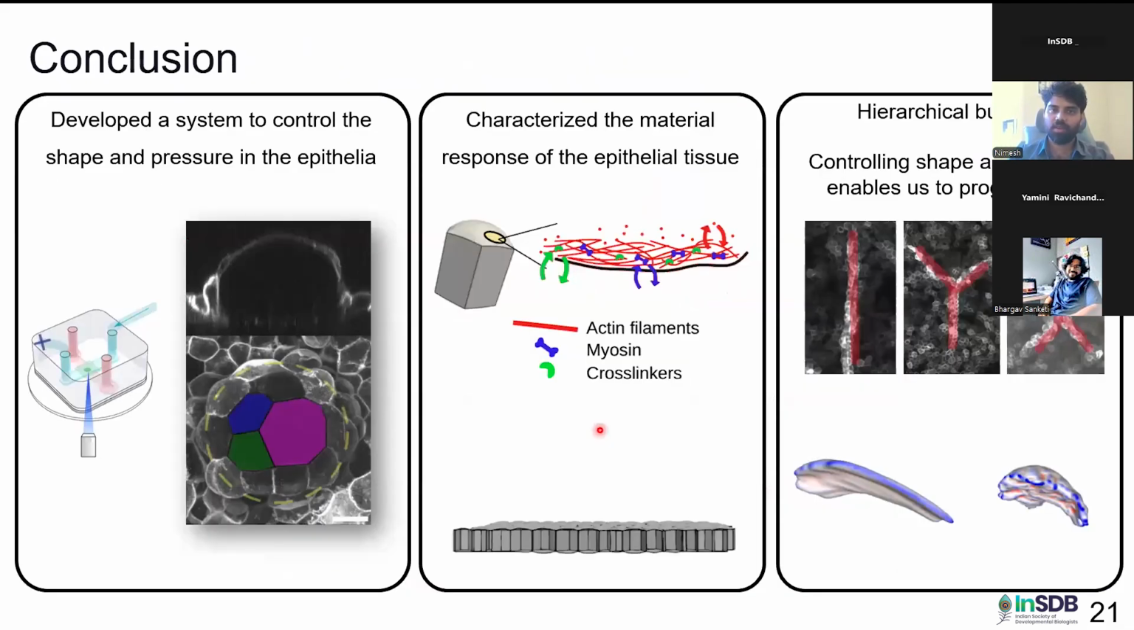So to conclude, I hope I have presented a very nice system where we could control shape and pressure in epithelial tissues. We explored mechanics of the shells at actomyosin timescales. Plus, I think we discovered a very unique physics of these materials, which are hierarchical materials, where they are able to buckle at tissue scale as well as subcellular scale. And there is a possibility of engineering tubes.